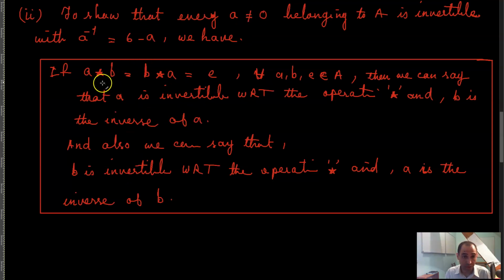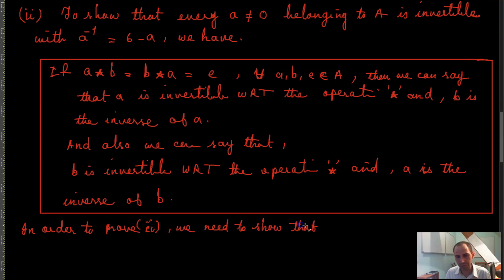So over here, in order to prove 2, we need to show that A star B, meaning the element that you want to show is invertible. For example, it happens to be A here. So A star, and then you have to write the inverse of that element, A inverse, A inverse star A, and that is equal to the identity element in that set.